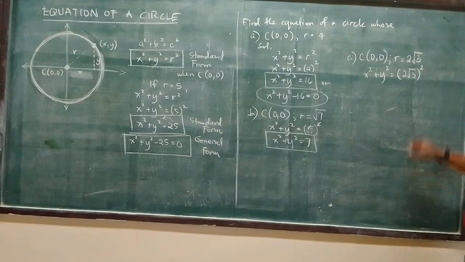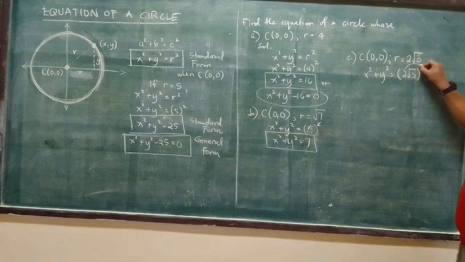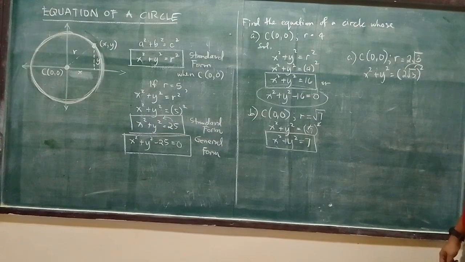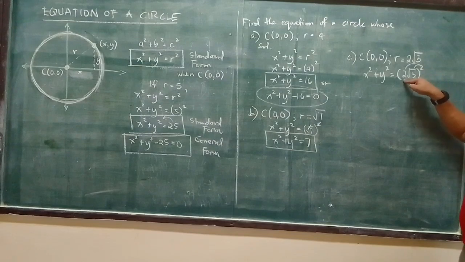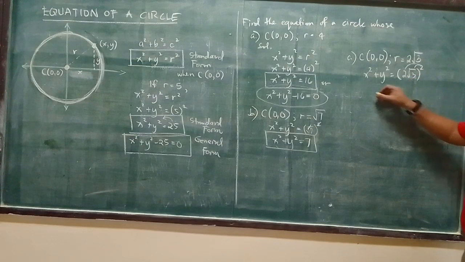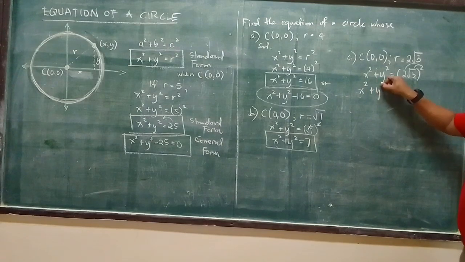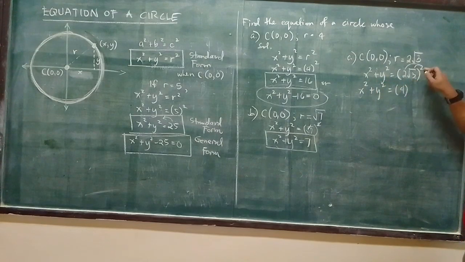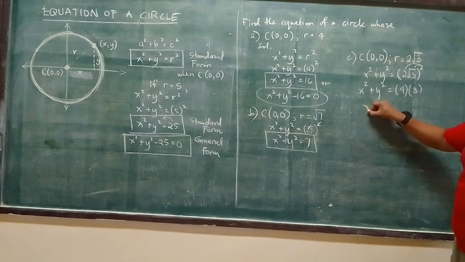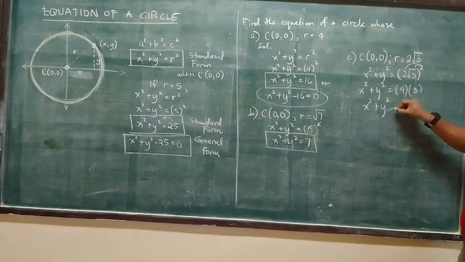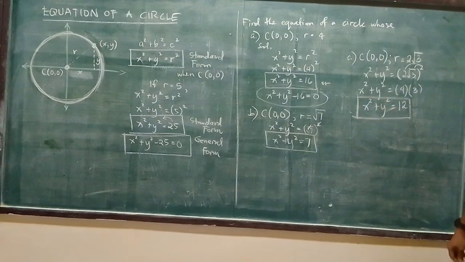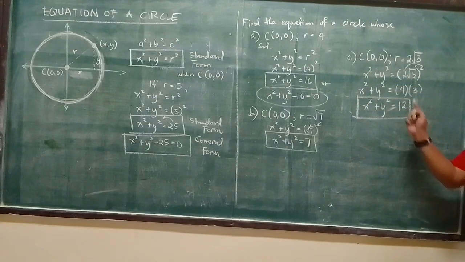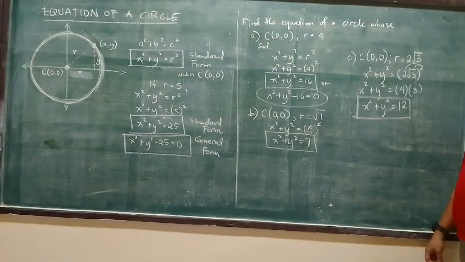Sa case natin, naalala ninyo ba, pag may radius sa ganito, ideally, i-distribute natin yung exponent to each factor. So, i-distribute natin siya kay 2, i-distribute natin siya kay square root of 3. So, x squared plus y squared is equal to 2 squared, which is 4, times square root of 3 squared, makakancel na lang, which is 3. So, your equation, x squared plus y squared is equal to 4 times 3, which is 12. Okay? Standard form. Kaya sa general form, x squared plus y squared minus 12 is equal to 0. Okay?